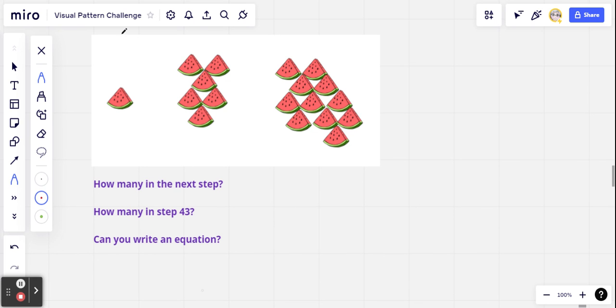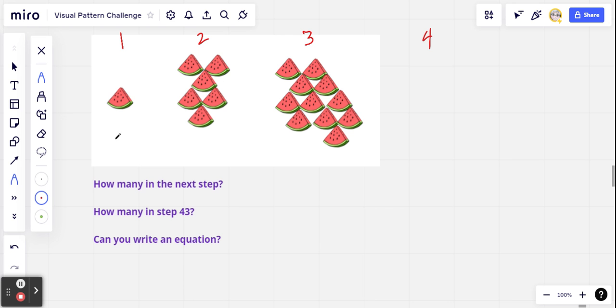Here's our pattern today. Here's step 1, here's step 2, here's step 3, and your challenge is to predict the number of watermelon slices in step 4. If you can do that, can you predict the number in step 43? And can you write an equation that could be used to predict the number of slices in any step at all? That's the challenge. If you'd like to accept it, pause the video and give it a shot.